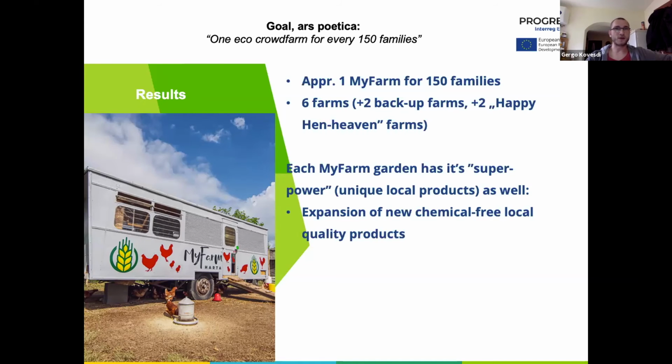Our goal in Ars Poetica is 1 eco crowd farm for every 150 families. We think it can be done, and we are working on it to expand more gardens all over Hungary. This is just approximate: 1 bio farm can provide for 150 families, in our opinion.